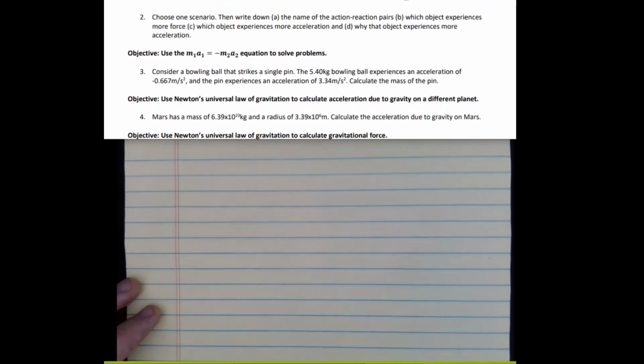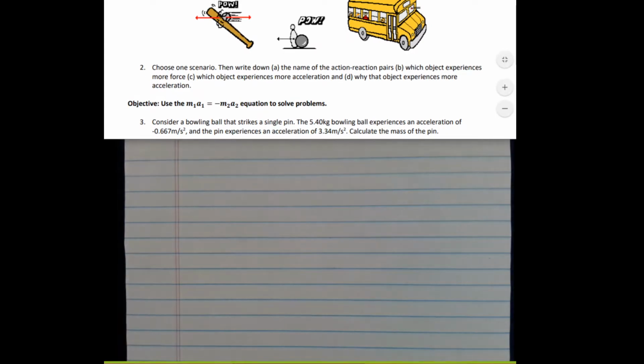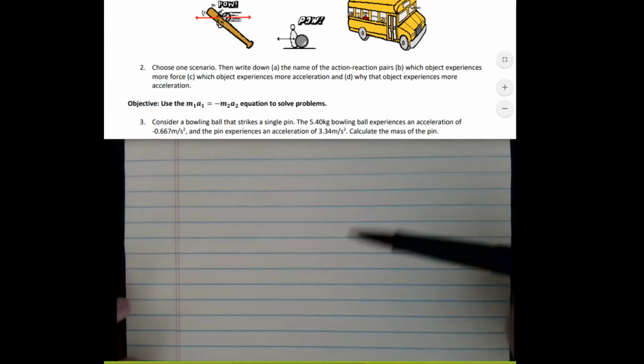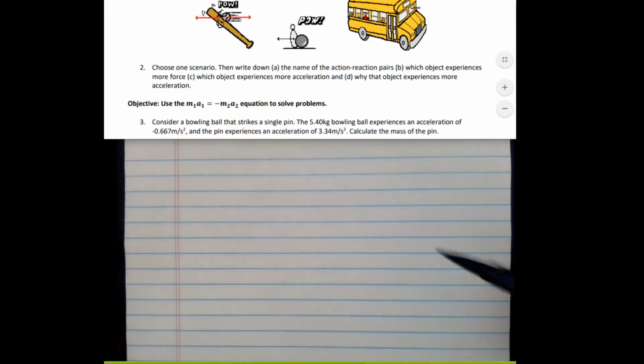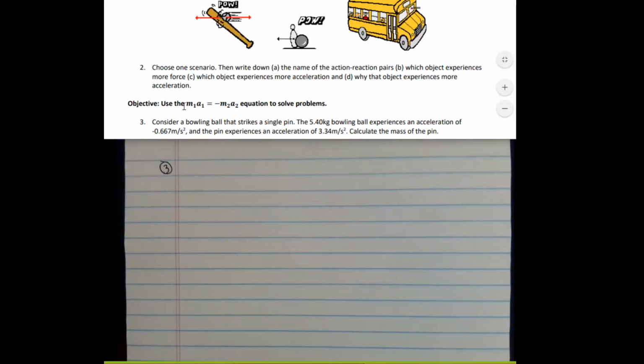All right, let's keep flying here. Number 3 puts Newton's third law into math terms. We're just using Newton's third law to solve problems. So the equation is written in the problem there. It says use this equation. But you have to know when to use it. We'll see why this is the correct equation pretty quickly if we go to label everything.